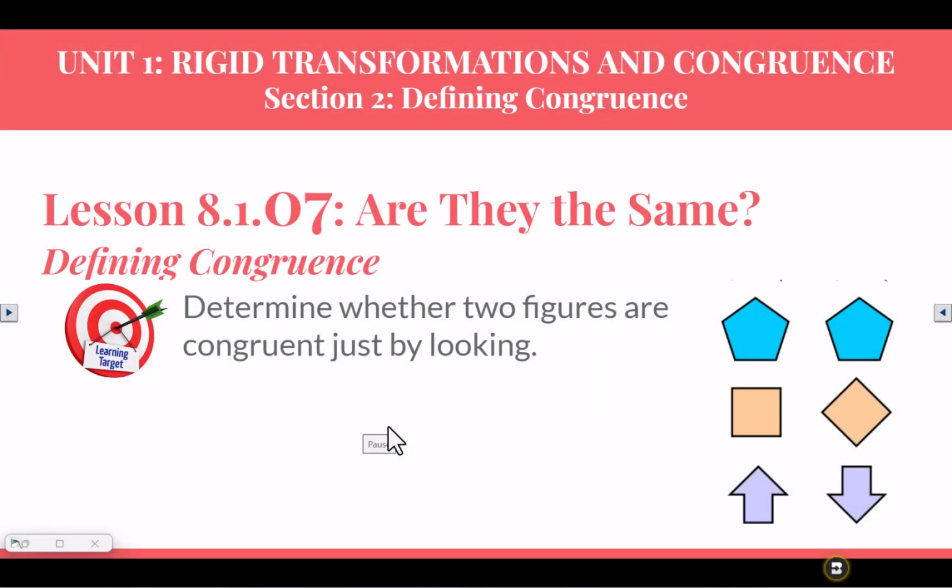Lesson 817, Are They the Same? This is the first lesson in another section of this unit about congruence. You can see at the top of the screen, we're now in section 2, defining congruence. So today we're going to determine whether two figures are congruent just by looking.